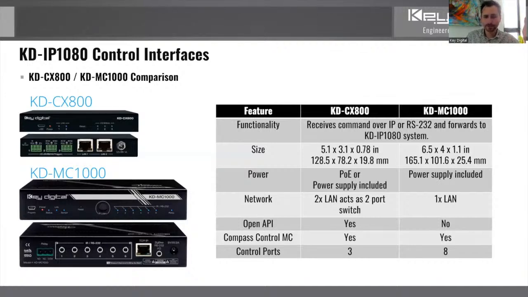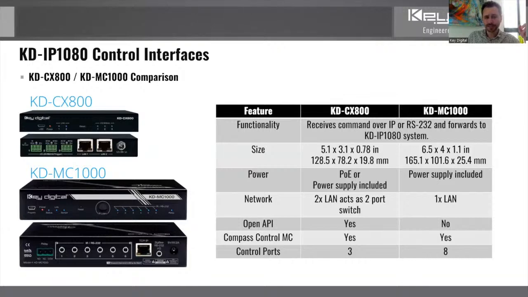It also includes a power supply. On the CX800, there are 2 LAN ports. It can act like a 2-port switch for you if you need. So if you only have 1 port left on your network switch, you can feed it into this, and you still can connect network into another device.